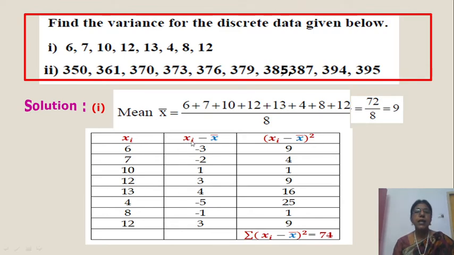You write the xi minus x bar values. Then take the square of these values. You get 9 minus 2 square 4, 1 square 1, like this. After finding the xi minus x bar square values, take the sum of these values, you write sigma, the summation of xi minus x bar square, which is 74.